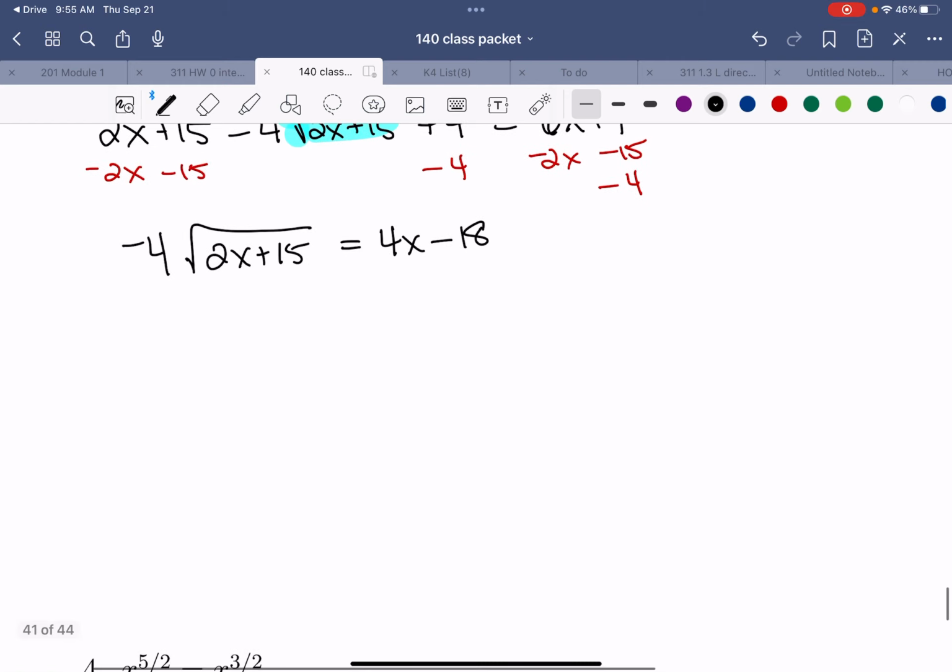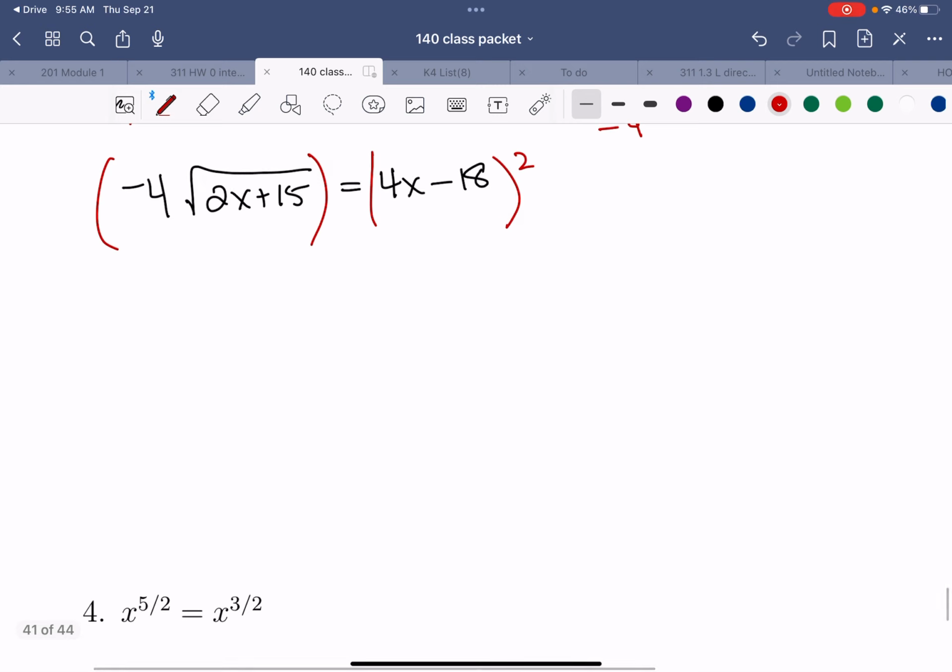Then we can go ahead and divide. Actually, let's leave it. Let's go ahead and square both sides. You can divide by that negative 4 if you like. Okay, but let's go ahead and square both sides. When you square the negative 4, that becomes 16. And the square root cancels, and that's 2x plus 15. And on the right, we get this quantity squared.